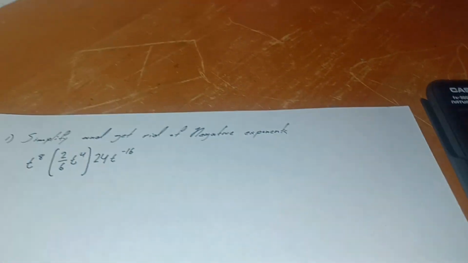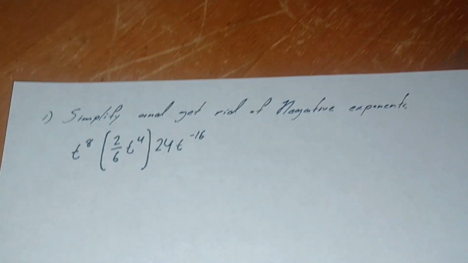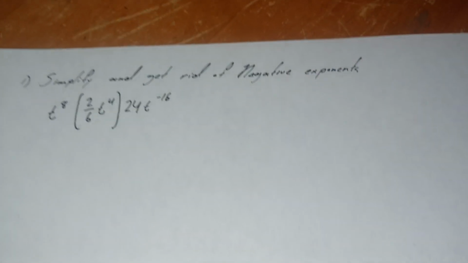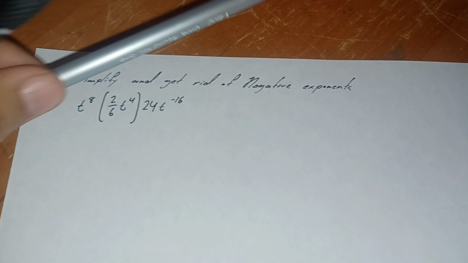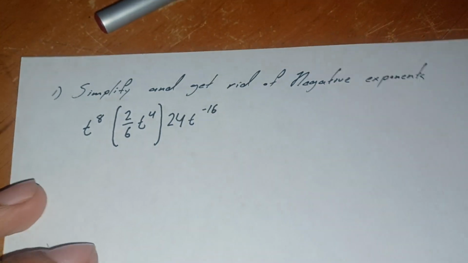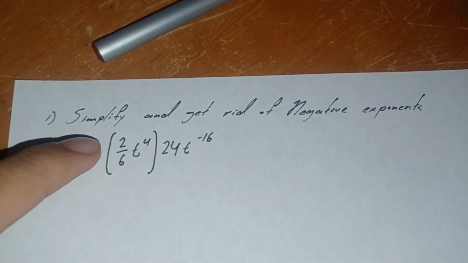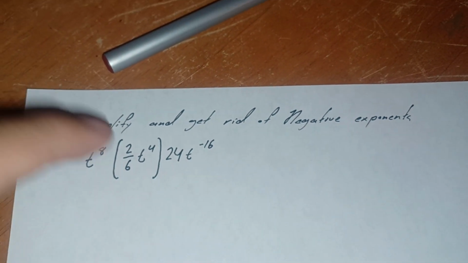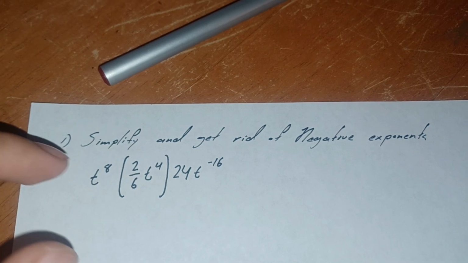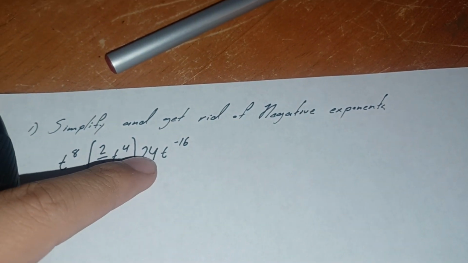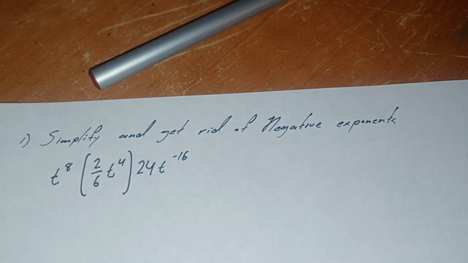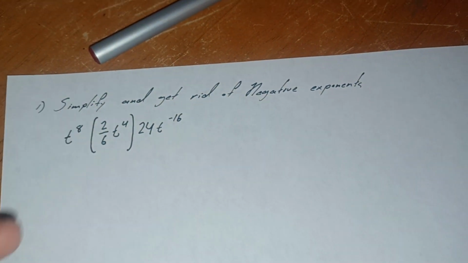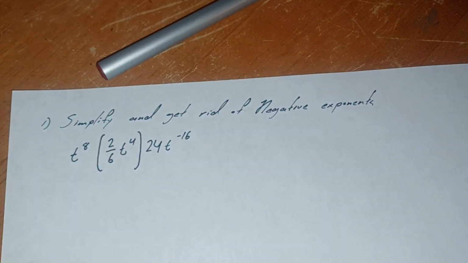Alright, so I have a short problem for you today. Simplify and get rid of negative exponents. So we're given this expression: t to the 8th power multiplied by 2 divided by 6 times t to the 4th power multiplied by 24t times t to the negative 16th power. So we want to simplify this and get rid of negative exponents.